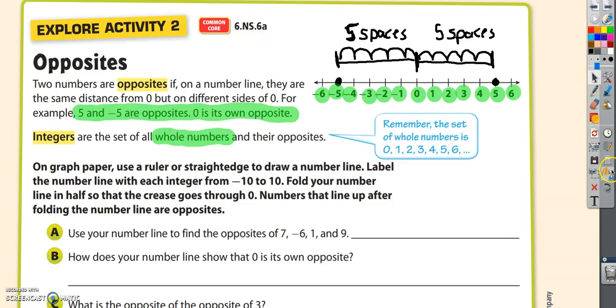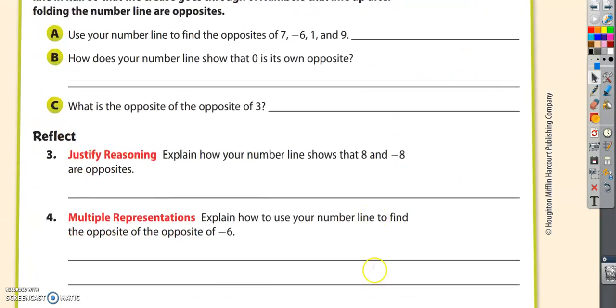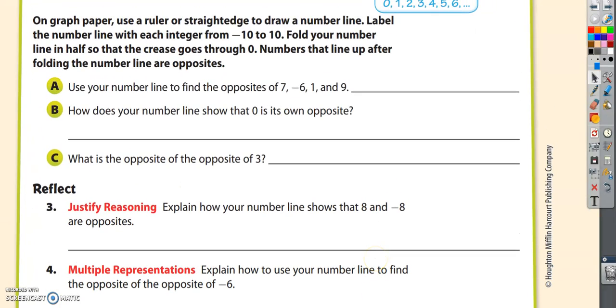All right, so let's go ahead and move on to the questions. Now, I'm going to go ahead and read these directions with you, and then I'm going to point out to you that there is a picture in the videos folder of the number line that you have an option to make. It says, on graph paper, use a ruler or straight edge to draw a number line. Label the number line with each integer from negative 10, that will be on the left, to positive 10.